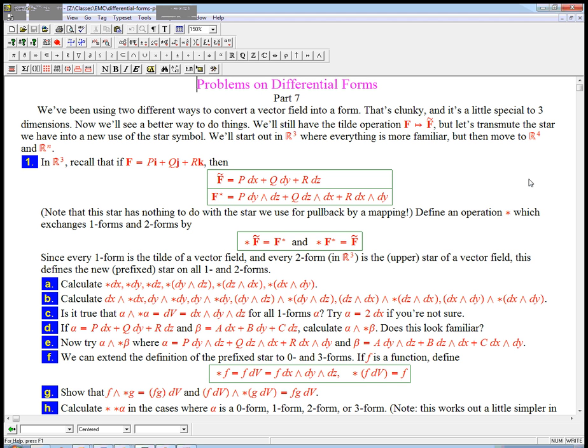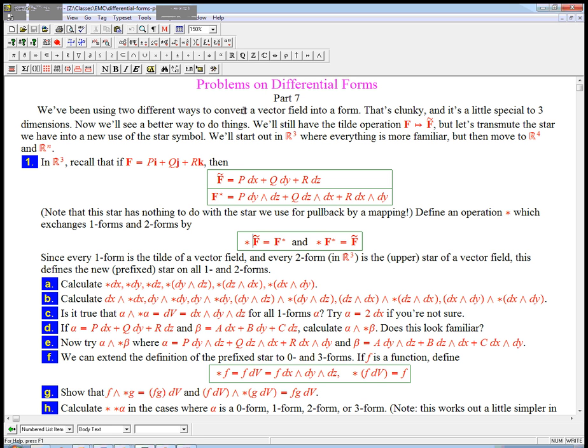Here's a new set of problems on differential forms. It introduces a new operation, using the symbol of a star, but instead of a superscript, it's a prefix. It's an operator that acts on any form, and it turns out to be very, very useful.